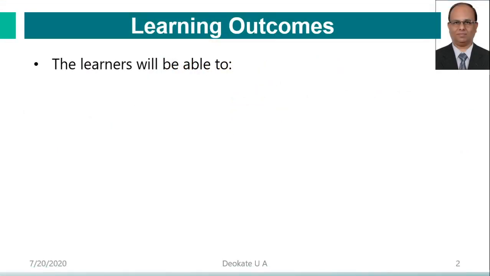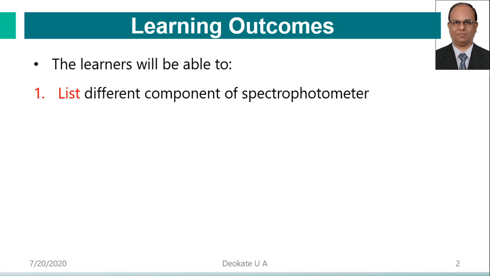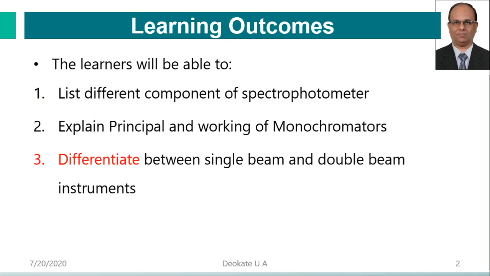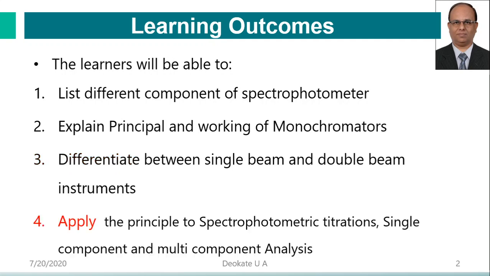The learning outcome of this lecture is that learners will be able to list the different components of a spectrophotometer, explain the principle and working of a monochromator, differentiate between single beam and double beam instruments, and apply the principle of spectrophotometric titration, single component and multi-component analysis.